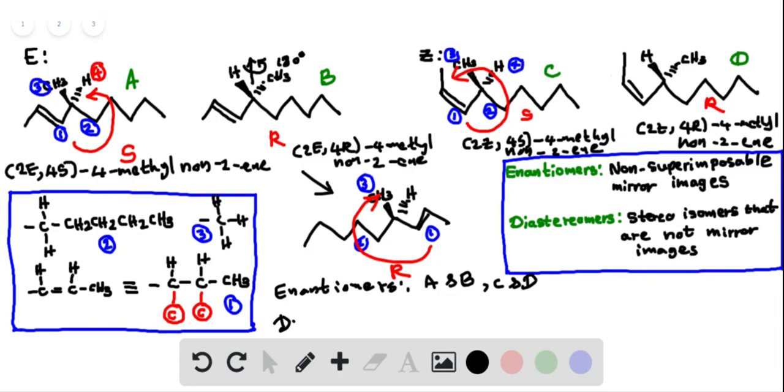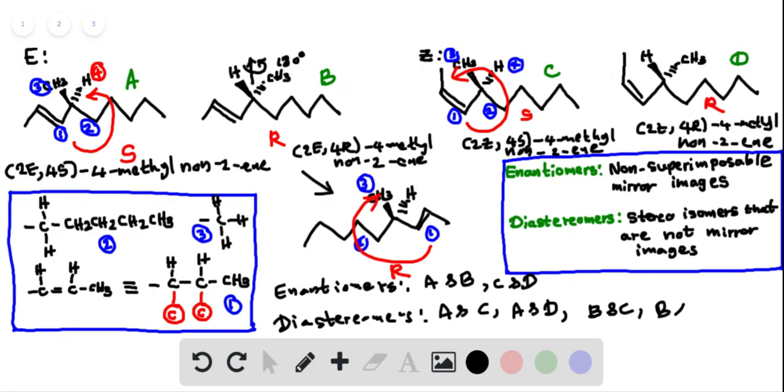So, what are the diastereomers? Diastereomers are stereoisomers that are not mirror images. Therefore, if you consider this A, it's a diastereomer of C, because A and C both are stereoisomers, but they are not mirror images. And also A and D, and B and C, and B and D also. Therefore, diastereomers are A and C, A and D, and also B and C, and B and D.